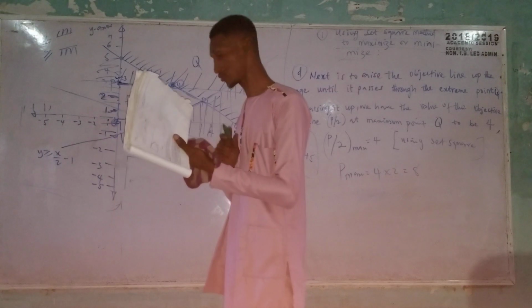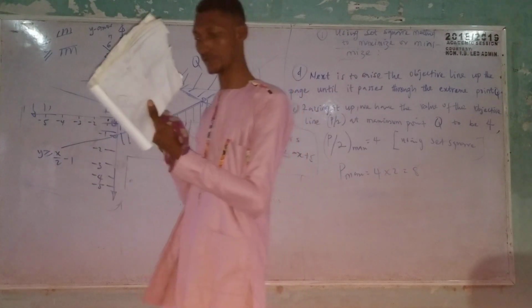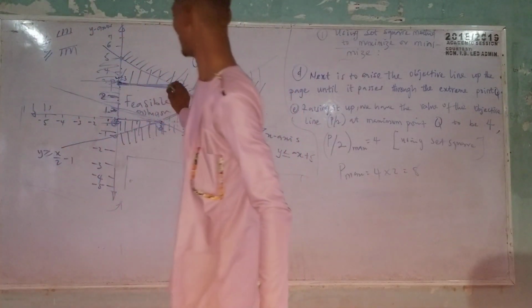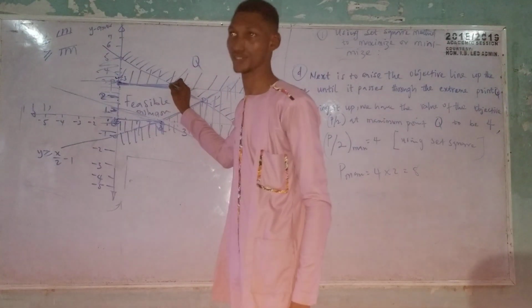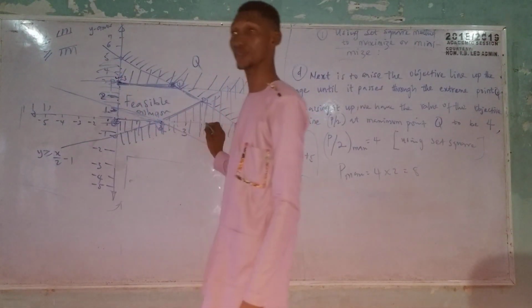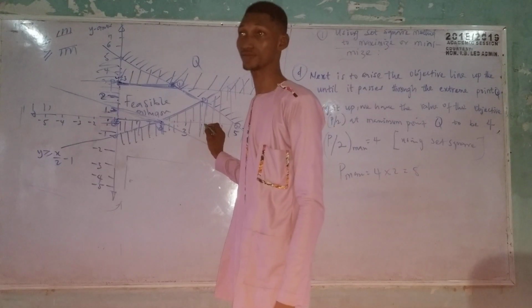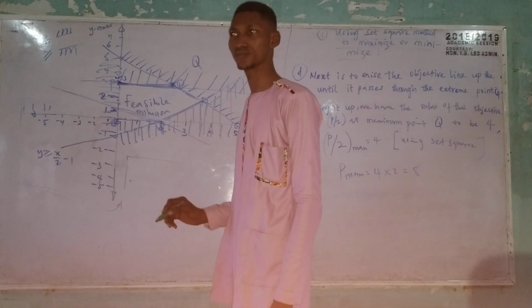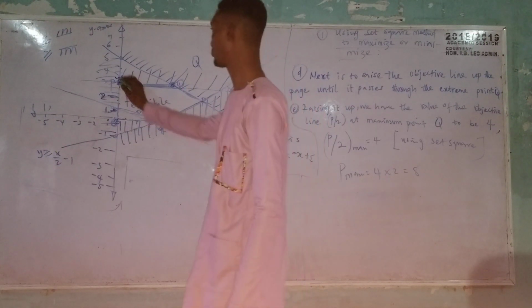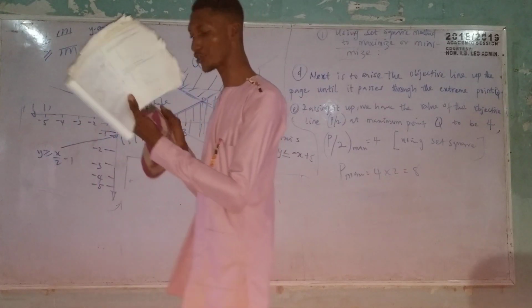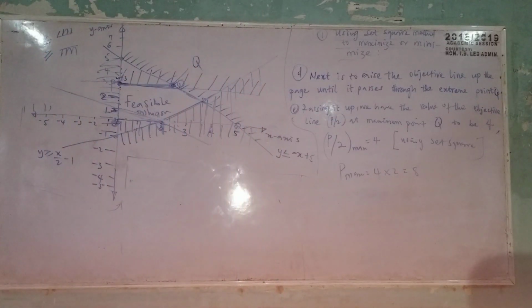What line are we using? Is it not the objective line? The objective line is the one we are raising. So the objective line will touch this maximum point. It will surely touch here and surely touch somewhere here. You get my point? If it surely touches a point, you can now check the coordinates down. Take your ruler, take your pen, and straighten it on that objective line.